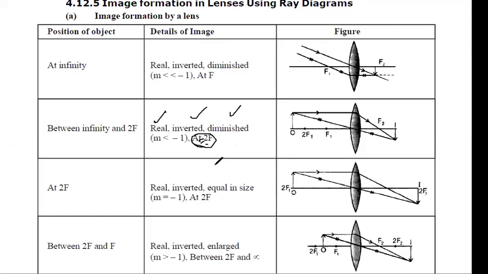Next, at center of curvature, 2F. So same as mirror. If it is at center of curvature, then again it will be at the second center of curvature only. And mark my word here, both F1 and F2, the distance is same. Both are same surface. So real, inverted, equal in size at second center of curvature.